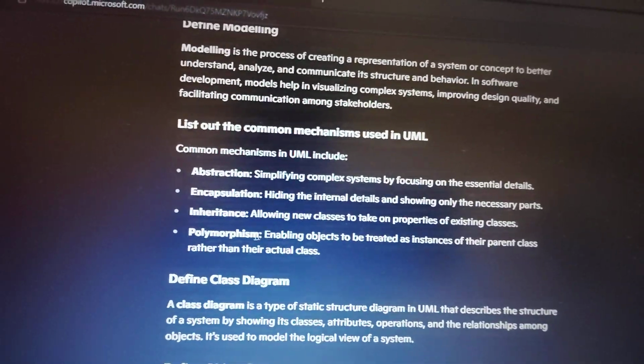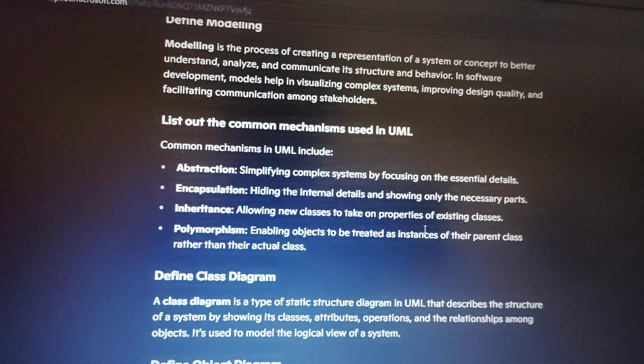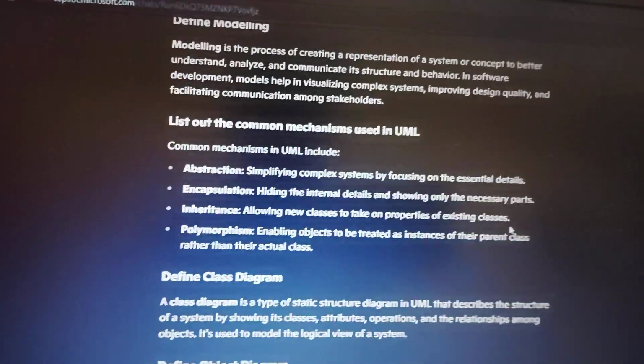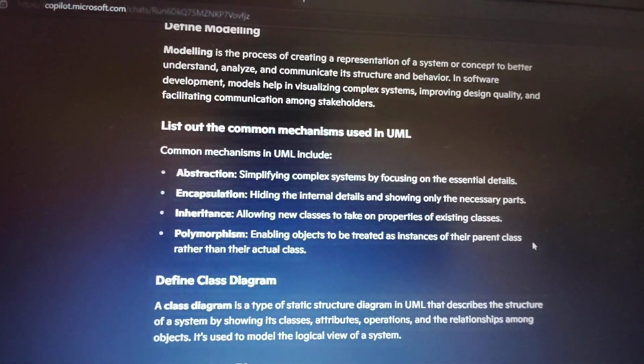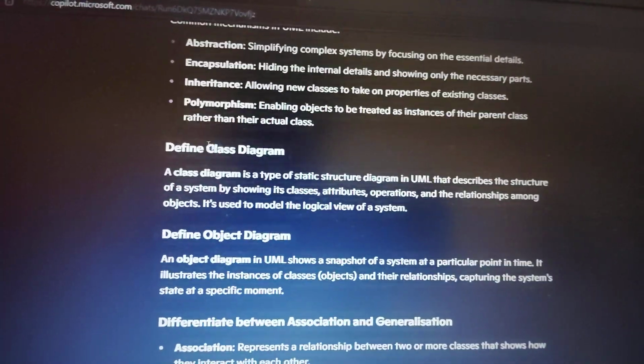Inheritance allows new classes to take on properties of existing classes. Easy. Polymorphism means having many forms, enabling an object to be treated as an instance of its parent class rather than the actual one.